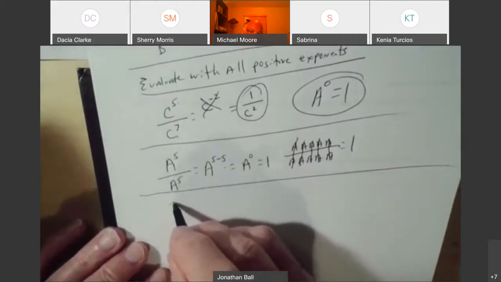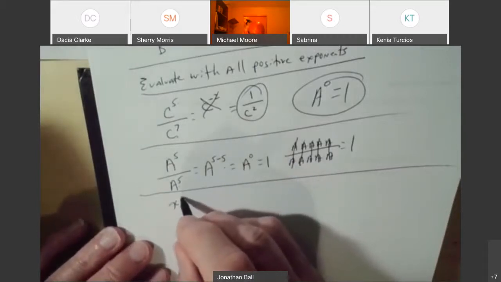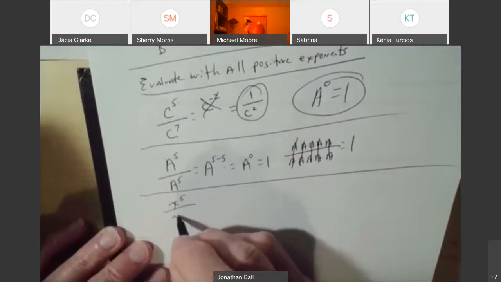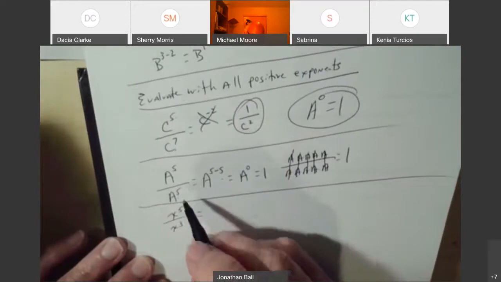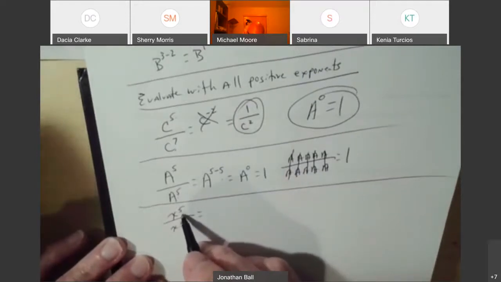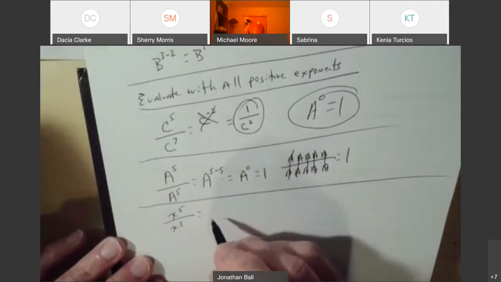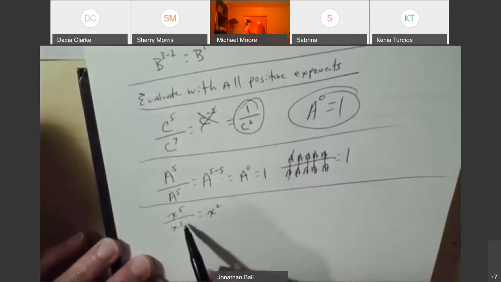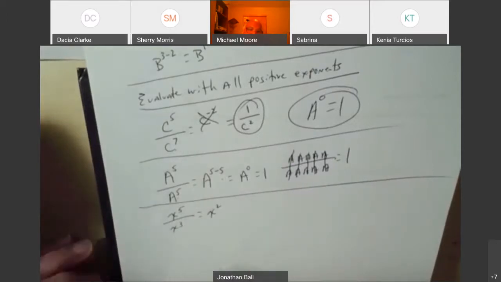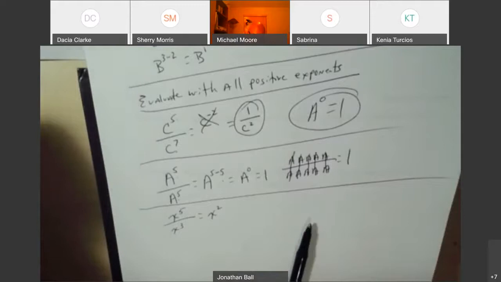And again, if we have x to the fifth over x cubed, we're going to subtract. Now most of the x's are on the top, right? So it's going to be 5 minus 3, which is x squared. When you divide and you have a common base number, subtract the exponents.